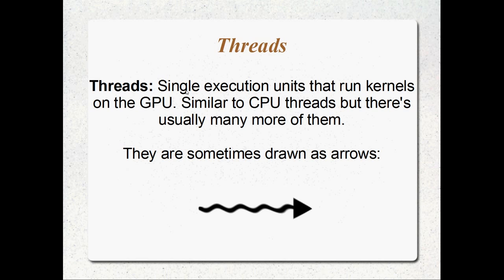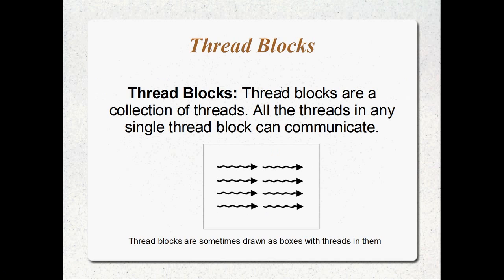Threads. Threads are a single execution unit that runs a kernel on the GPU. They're similar in many ways to CPU threads, but there's usually more of them. They're sometimes drawn in the NVIDIA documentation as an arrow with a squiggly line, just like that. Little thread. Okay, thread blocks are a collection of threads. So all of the threads in a single thread block can communicate.